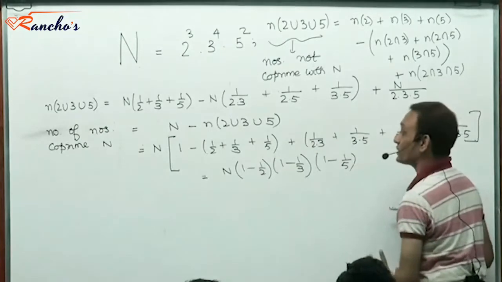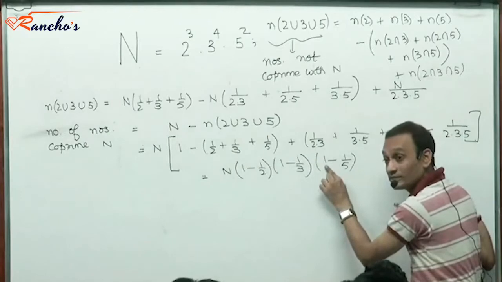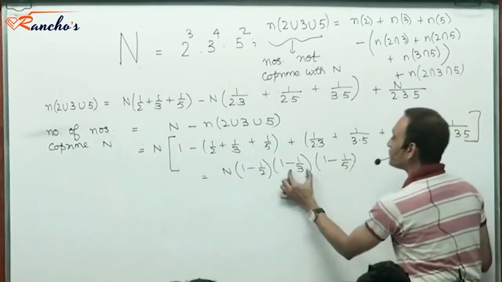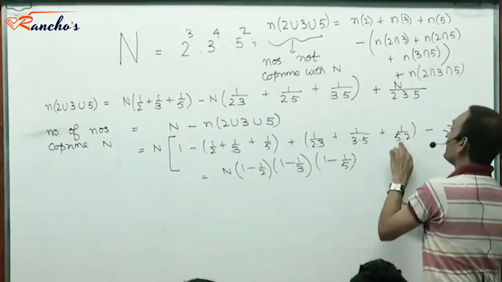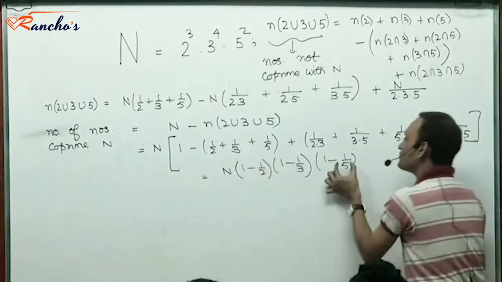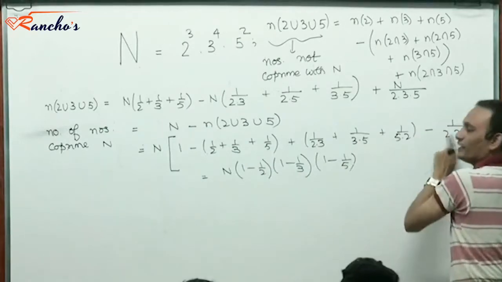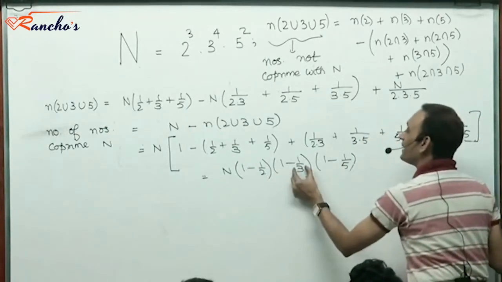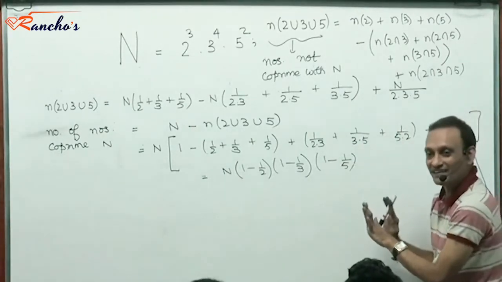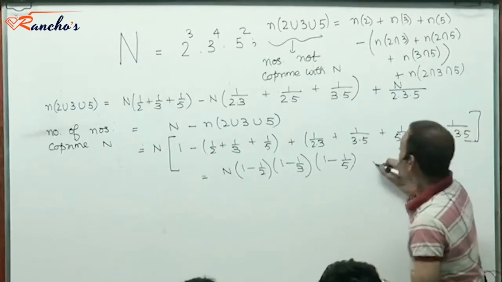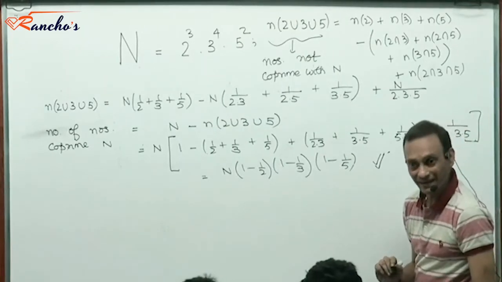Then plus 1 by 2 into 3. Where do you get that from? Minus half into minus 1/3, 1 by 2 into 3 into plus 1. Where do you get this 1 by 3 into 5? Minus 1/3 into minus 1/5 into 1 will give me this. 1 by 5 into 2, where do you get that from? Minus half into minus 1/5 into 1. And where do you get this minus 1 by 2 into 3 into 5? Minus half into minus 1/3 into minus 1/5 will give you this last term. Yes or no? Do you see that? So this would give you the number of numbers that are co-prime with capital N, right?